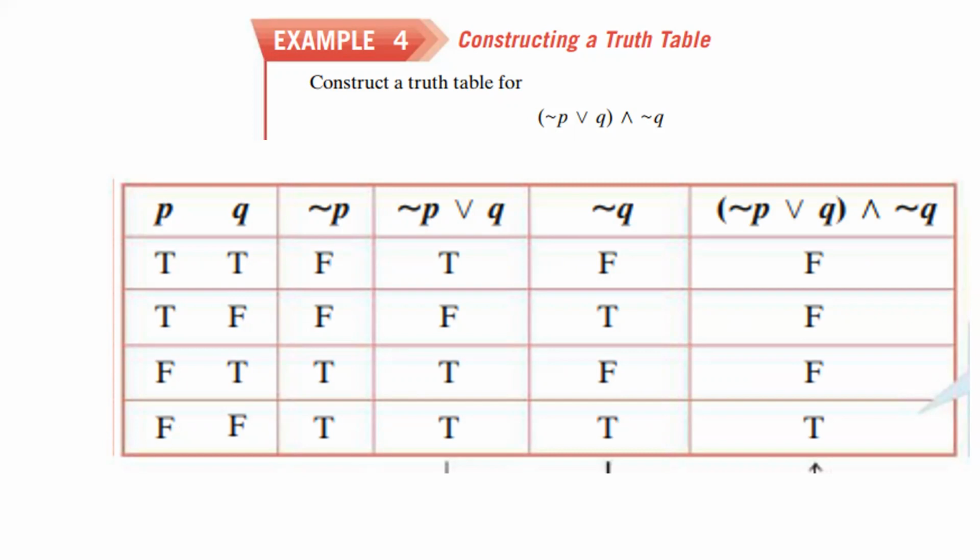So again, to tie this all together, what's the big picture? This means that if I had two statements, the only way that this overall tilde p or q and tilde q could possibly be true is if both of my original statements were false. That's going back to the very first two columns.